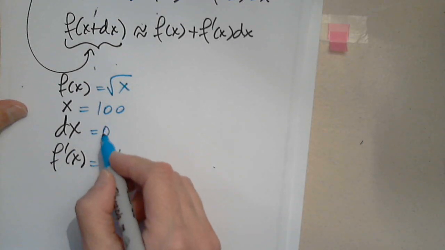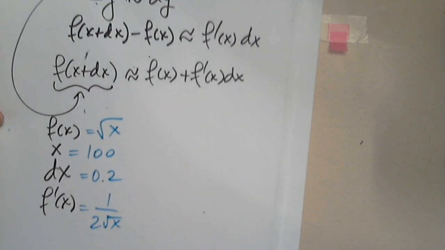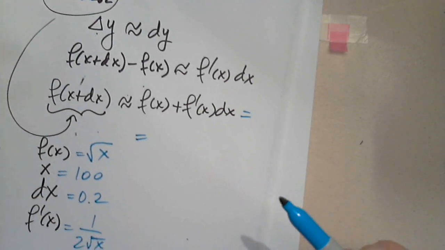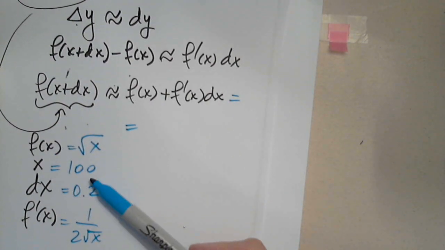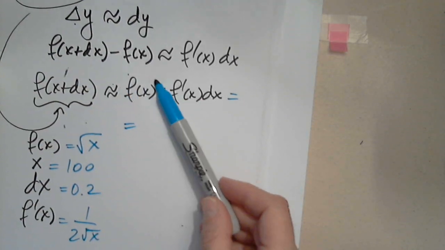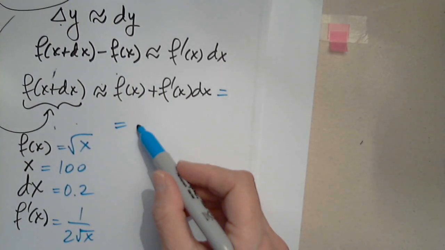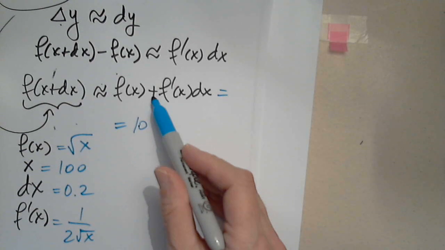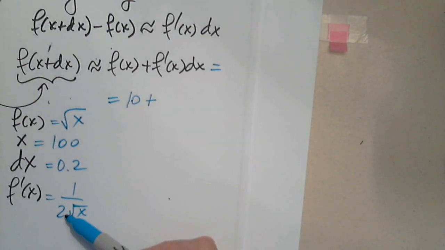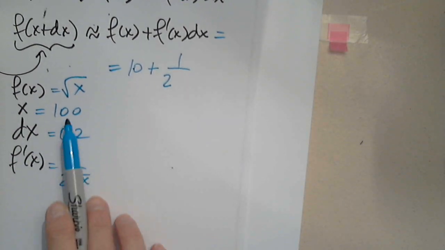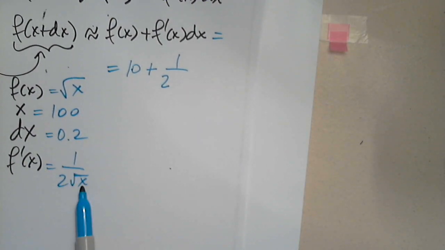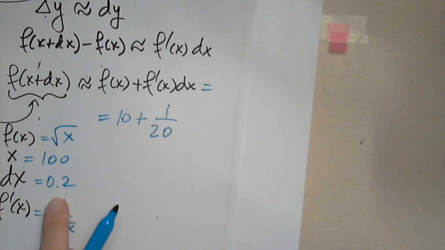0.2. Very good. We're done, right? We just have to plug it in. So f of x with this f of x and with this x, what do I get for this? 10. Perfect. I have plus this is 1 over 2. But what is the square root of x? 1 divided by 20. Yes. Excellent. Times 0.2.